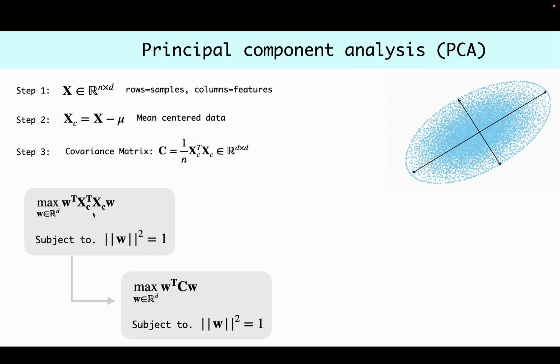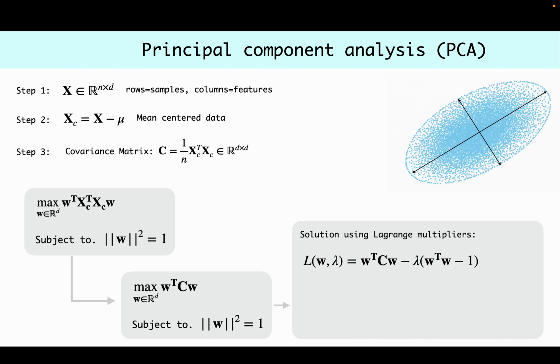We are just representing xc transpose xc as C here, and this can be solved using Lagrange multipliers as follows. So this constraint has been brought into the main objective function, and when you apply the gradient and solve it, we get an equation as follows: Cw is equal to lambda w. This is the eigenvalue definition, or eigenvector definition, Ax is equal to lambda x. So we are essentially trying to find the eigenvectors of this matrix C, and those are the vectors which are going to give us the maximum variance for this projected data.